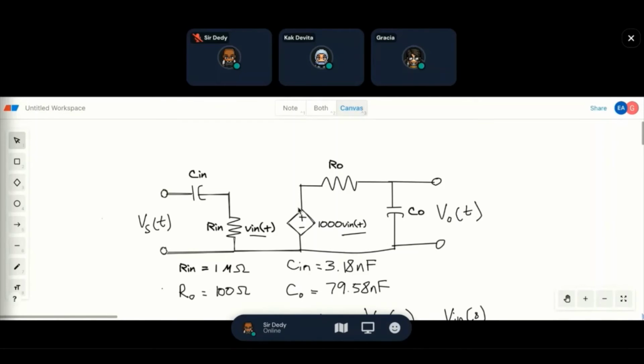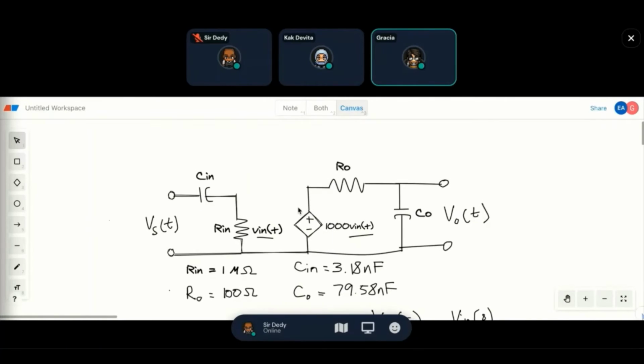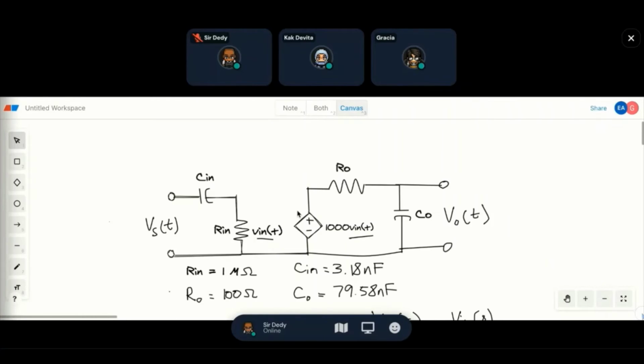Okay, so before, until which part did Kadevita teach you? About transfer function and the basic concept, sir. Oh, I see. Okay then, so this is perfect.